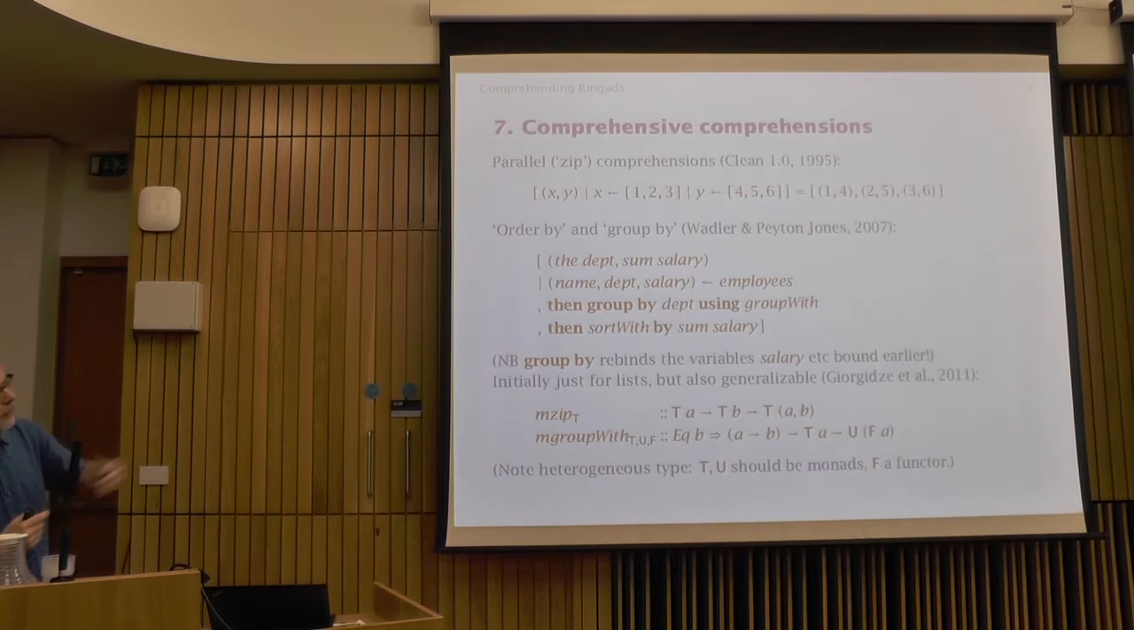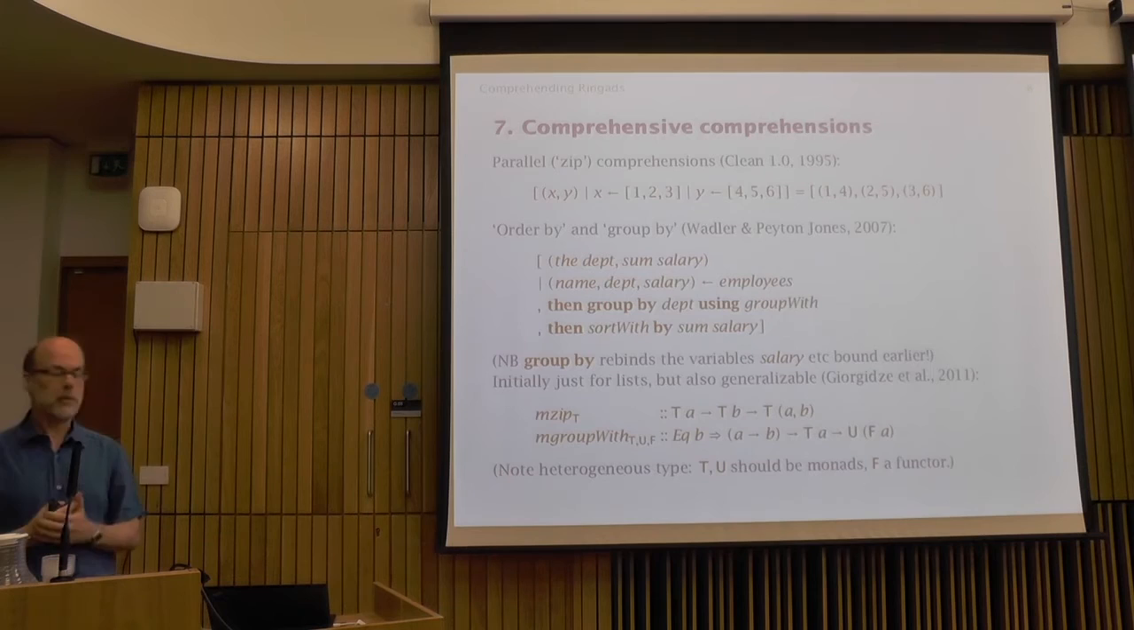A few years later, George Eater and Torsten Bruce & Co. from Tübingen showed how to generalize this group-wise and the parallel zip comprehensions, not just for lists, which is all you had in Clean and all you had in Phil and Simon's paper. They work for other monads too, so just like we can generalize monad comprehensions to other monads and lists, we can generalize this parallel thing and we can generalize this grouping thing. And you look at the same for other monads than lists.